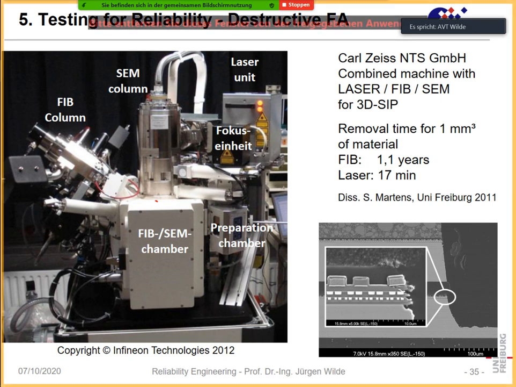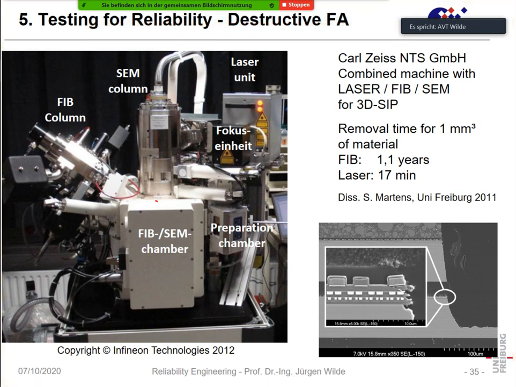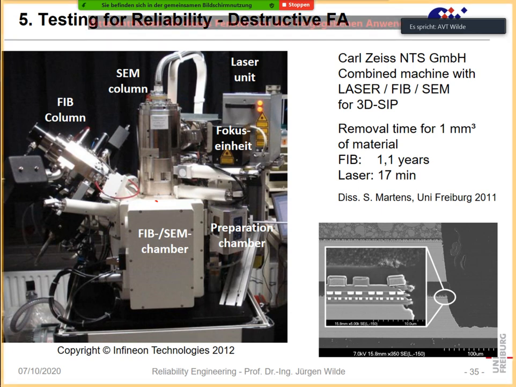On the other hand, using just the FIB to remove such an amount would take 1.1 years, so let's say 12,000 hours or so. State of the art in FIB has changed in the meantime, so they have also become significantly faster, but still this combination is very important, and the Zeiss company is now selling this model here.